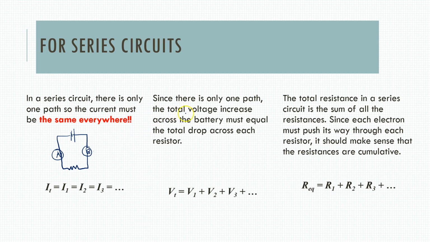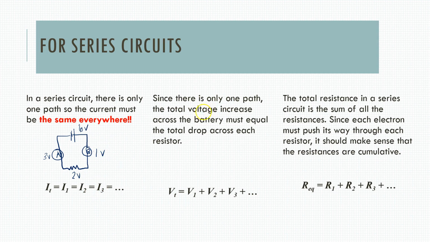Okay, since there's only one path, the potential difference has to add up to equal the potential difference of the battery. So if this has a potential difference of 1 volt, 2 volts, and let's say it's 3 volts over here at the ammeter, then the total voltage has to be 1 plus 2 plus 3, which is 6 volts.